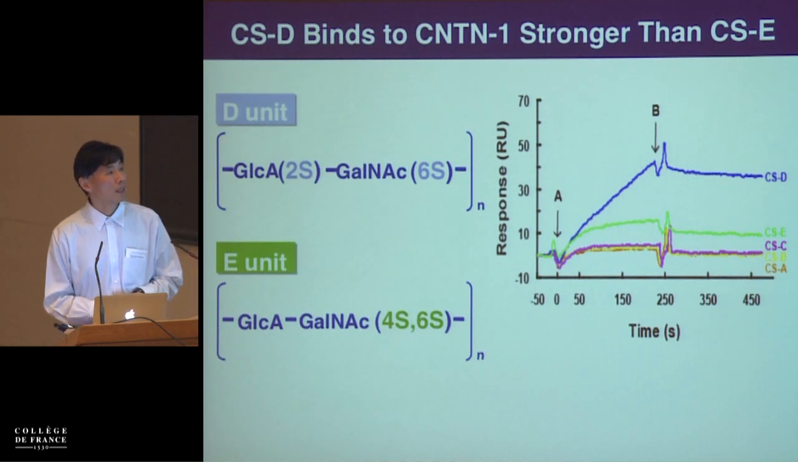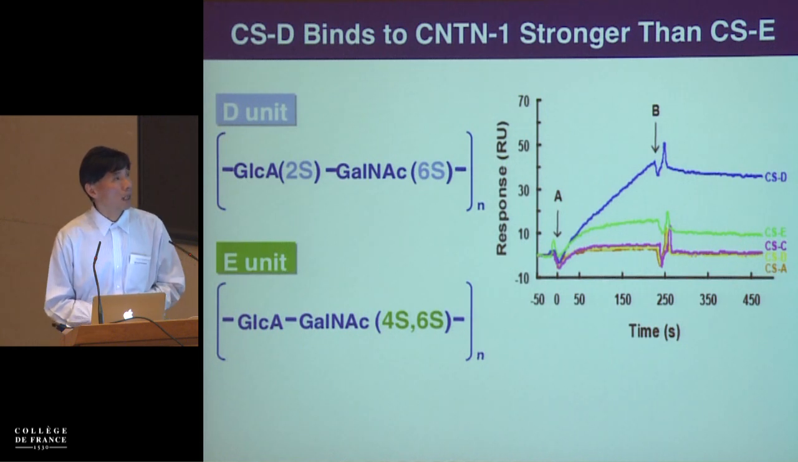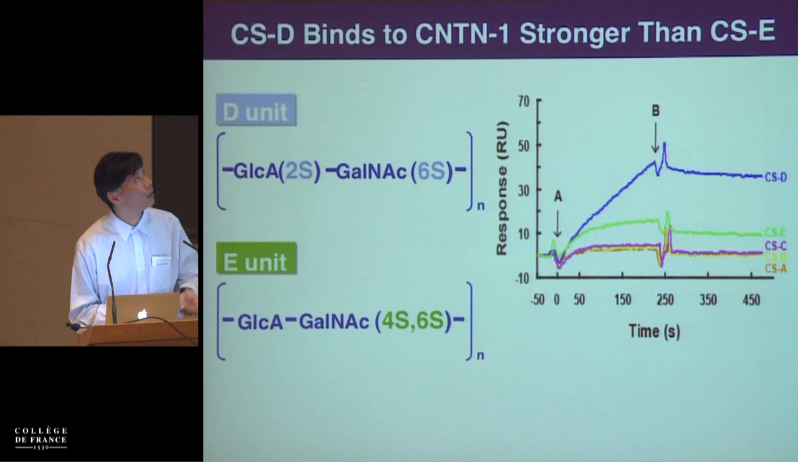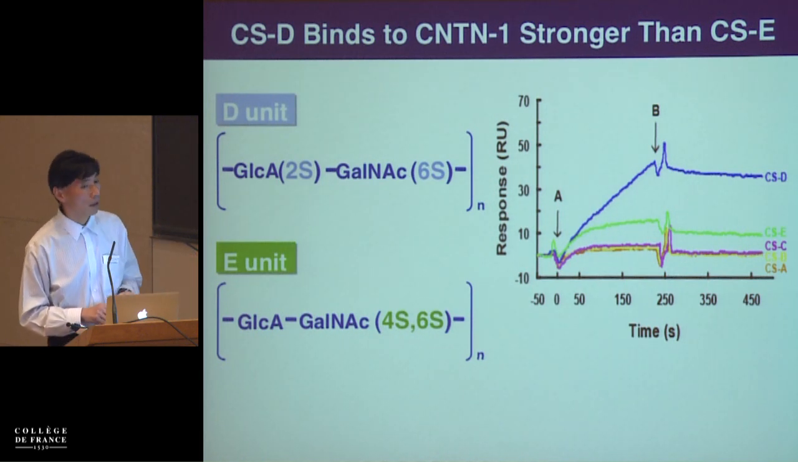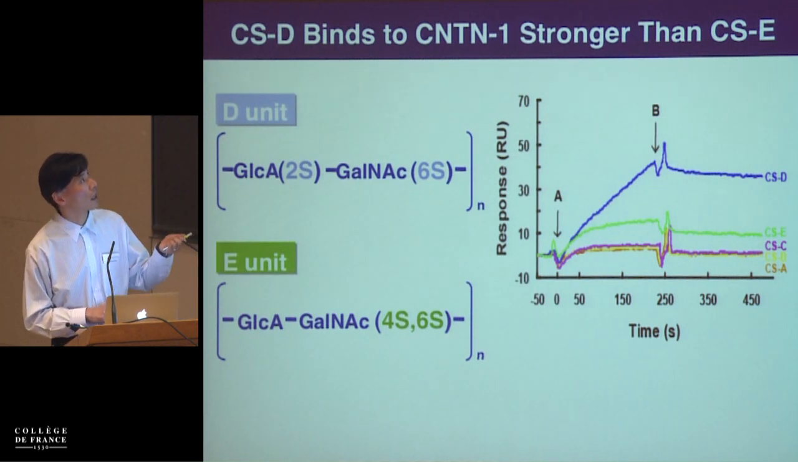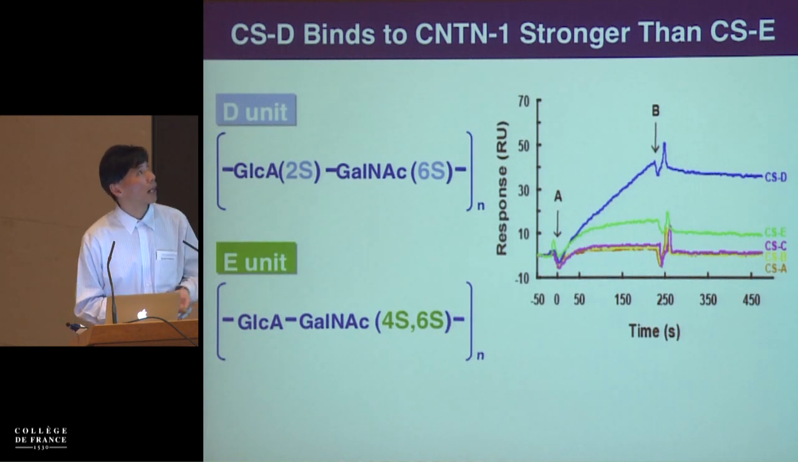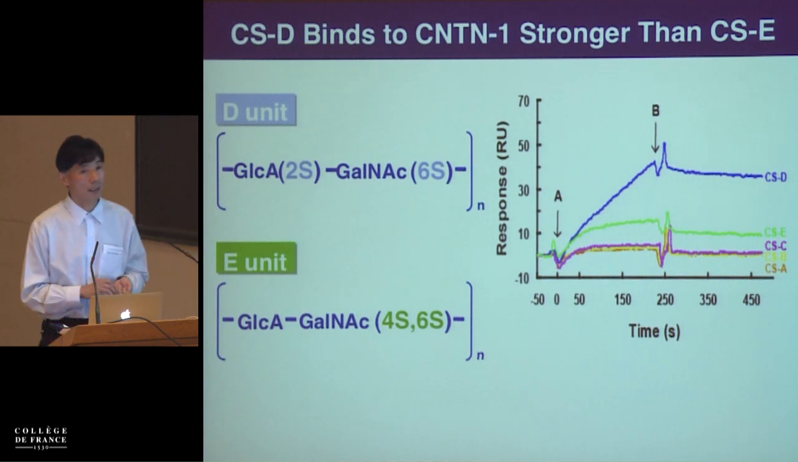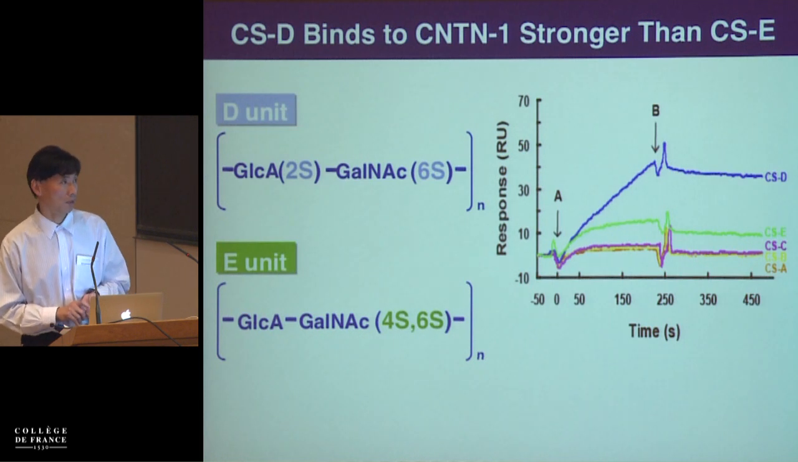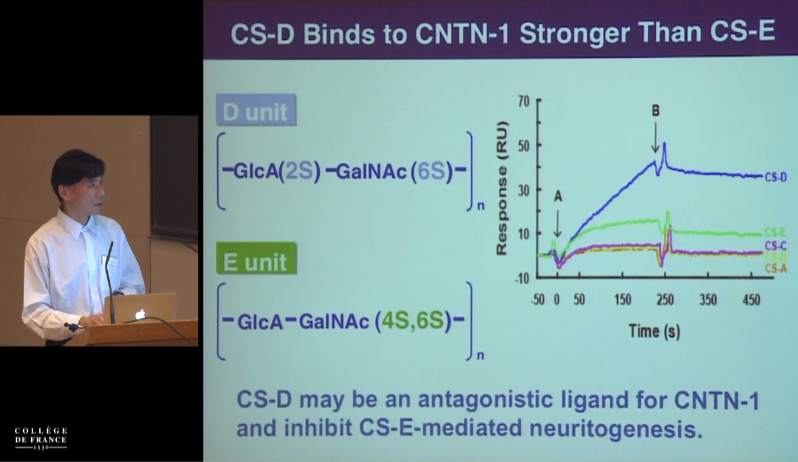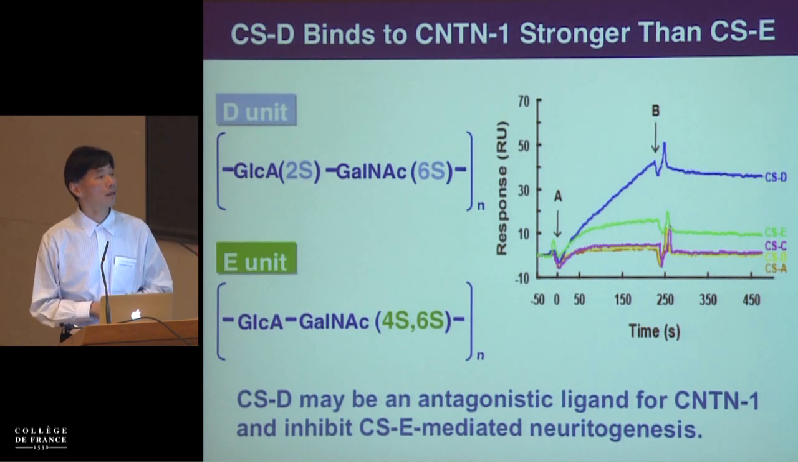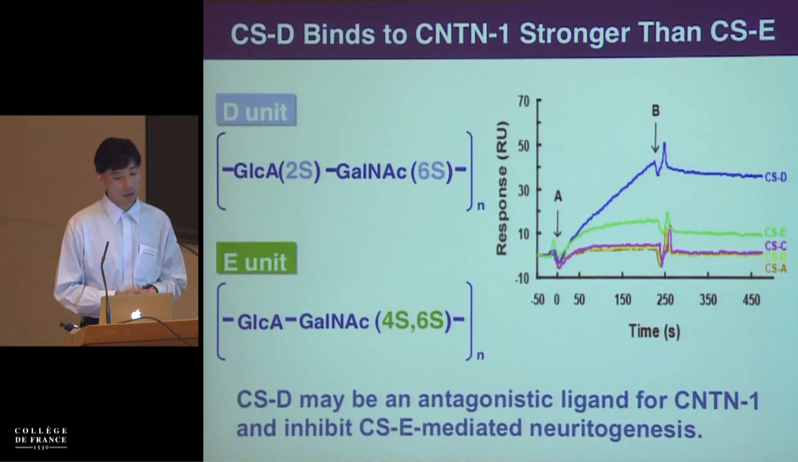So in the search for the candidate chondroitin sulfate X molecule, by molecular interaction analysis using Biacore, we found that chondroitin sulfate D, which is characterized by the predominant disulfate disaccharide D unit that is structurally similar to but distinct from E unit, binds to contactin 1 stronger than chondroitin sulfate E. Because chondroitin sulfate D showed a weaker neurite outgrowth promoting activity than chondroitin sulfate E, we hypothesized that chondroitin sulfate D might be an antagonistic ligand for contactin 1 and inhibit chondroitin sulfate E-mediated neurogenesis.